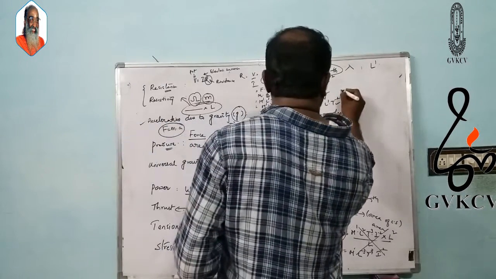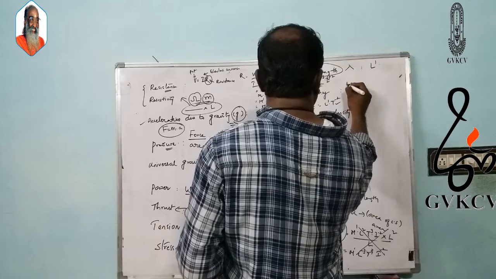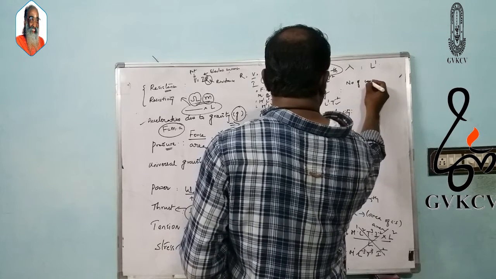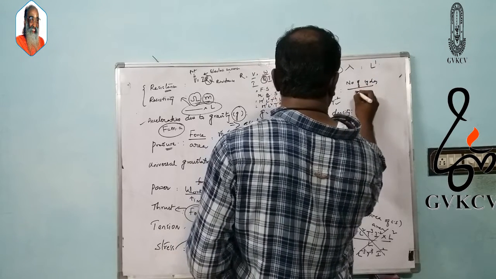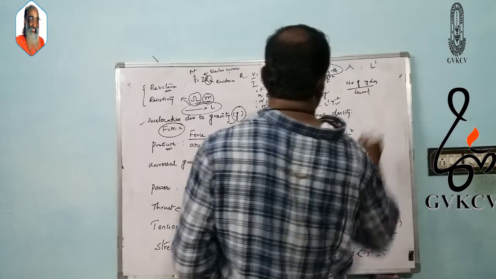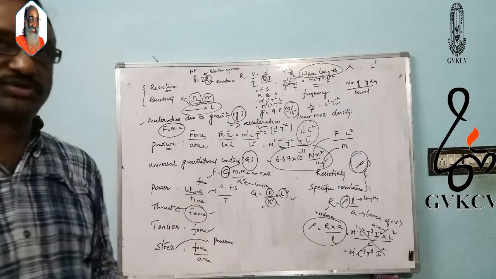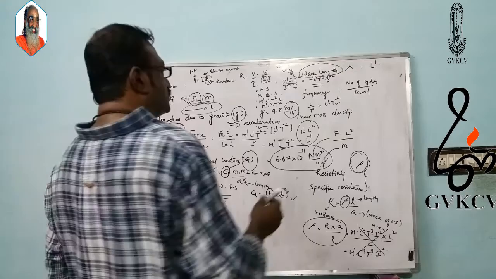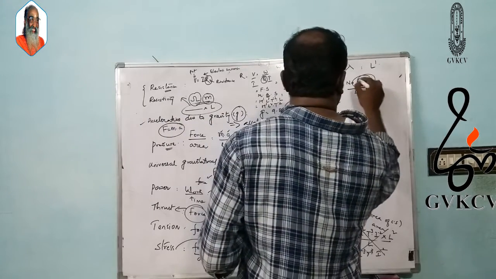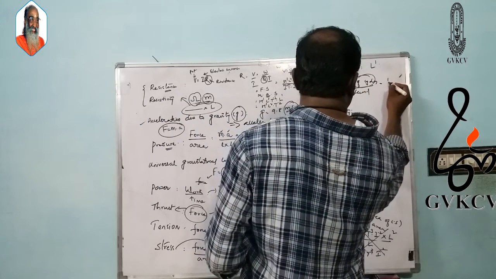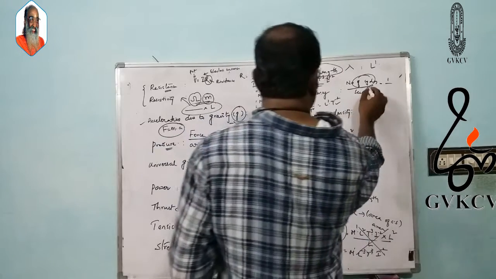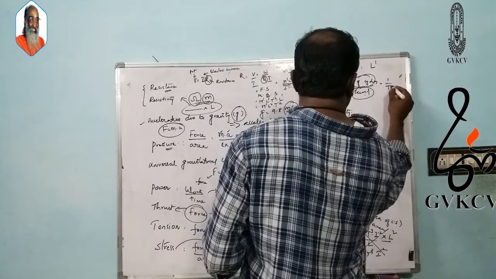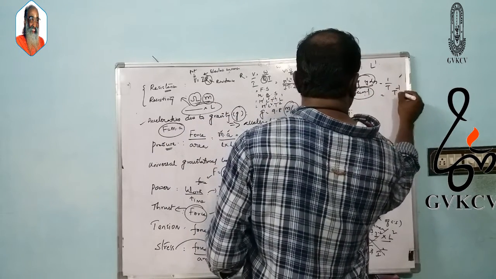Frequency. What is the definition for frequency? Number of cycles per second, isn't it? Or number of waves in 1 second. So number of cycles means this is a number. Number has no dimensions, so I am writing it as 1. Second, this is the time, so it is T. So it is T to the power of minus 1.